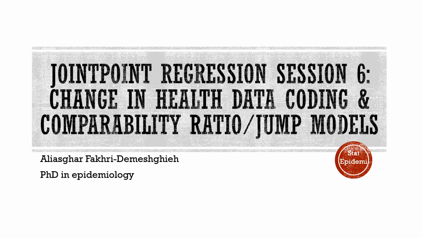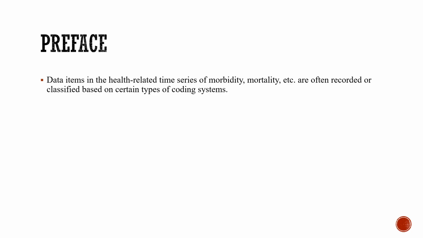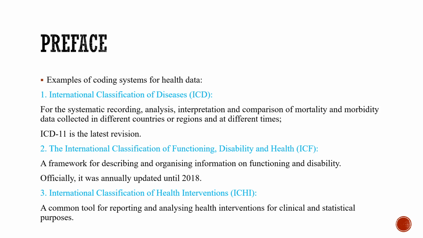Hello. In this session, we're going to discuss changes in health data coding systems and the functions of comparability ratio and jump models in joint-point regression. Data items in the health-related time series of morbidity, mortality, etc. are often recorded or classified based on certain types of coding systems.